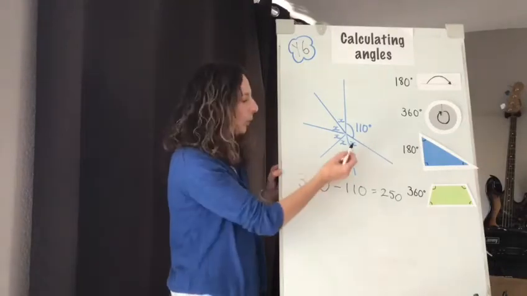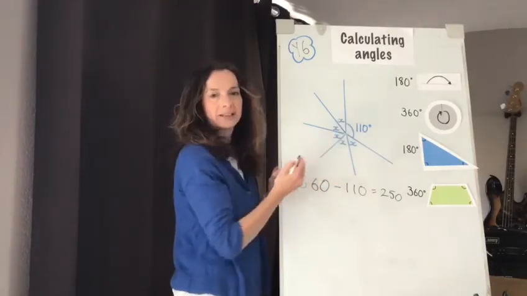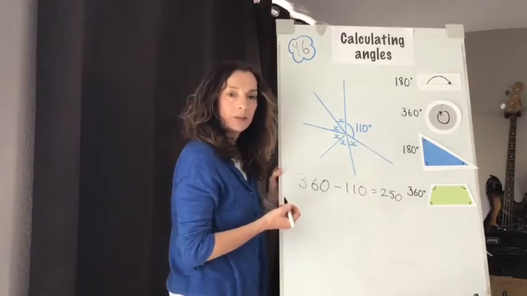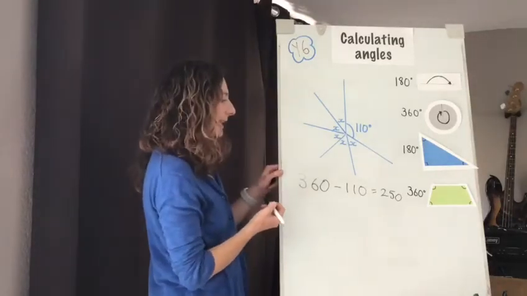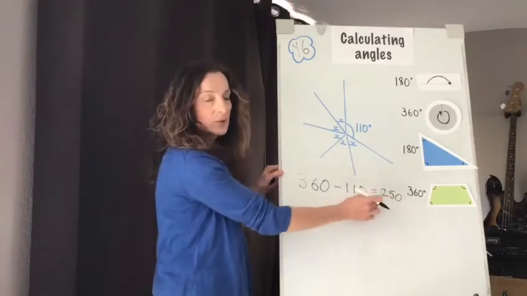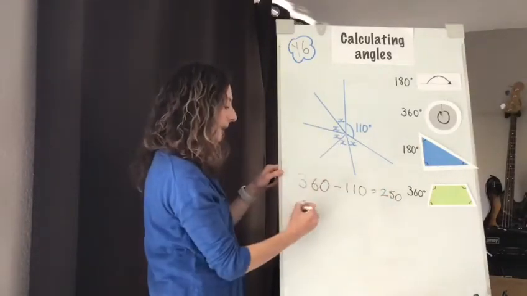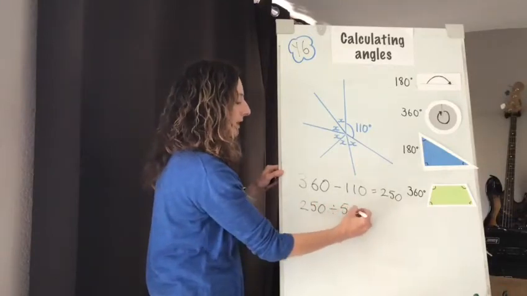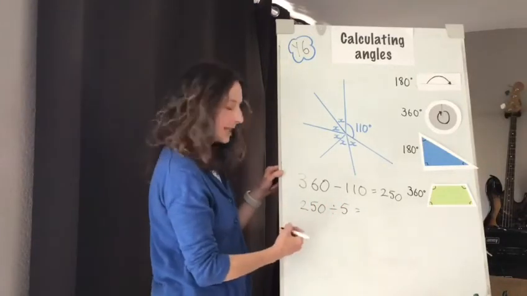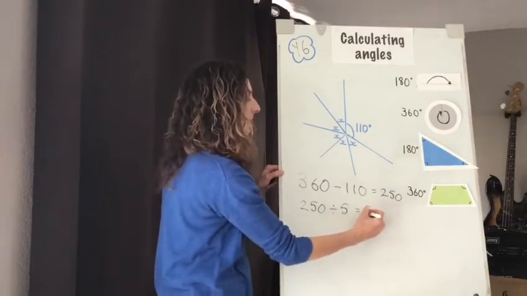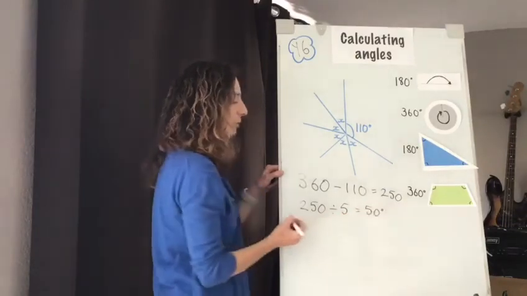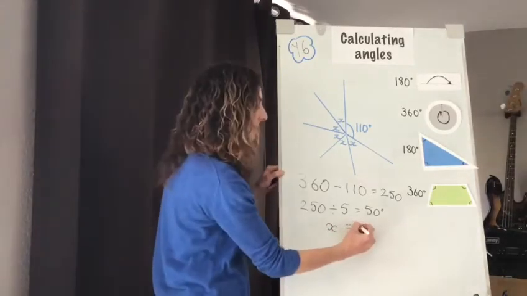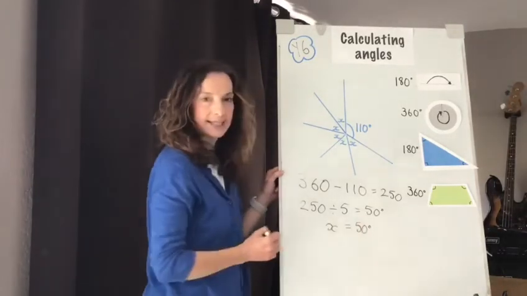Now because they've all been labelled as angle X, it means they're all equal. So all that we need to do to find the value of angle X is to divide our 250 by 5. So 250 divided by 5, well, you can use our times tables to help us with that, gives us 50 degrees. So we know that in this case, angle X is 50 degrees.